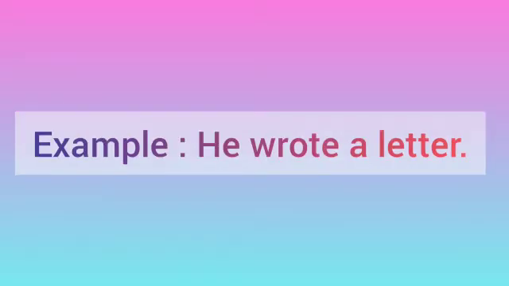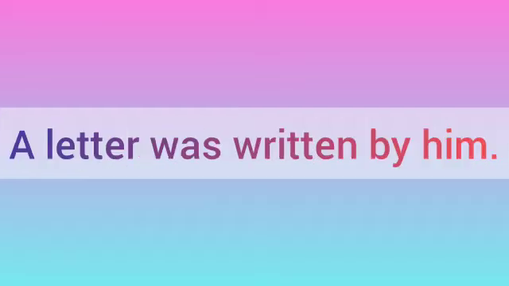Example: He wrote a letter. Here the verb wrote is active. Now see in passive: A letter was written by him. Here the verb was written is passive.